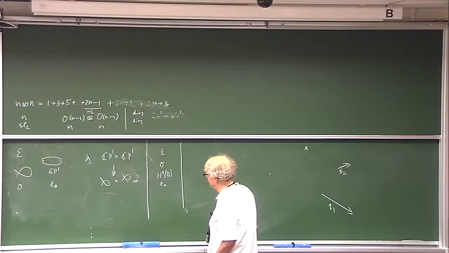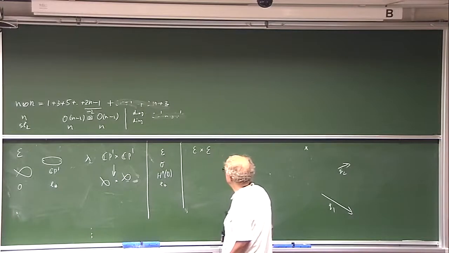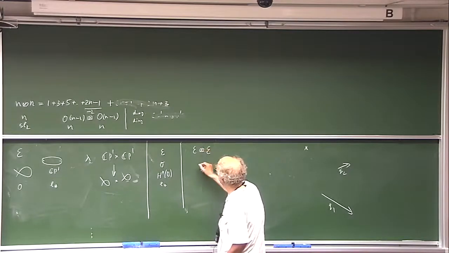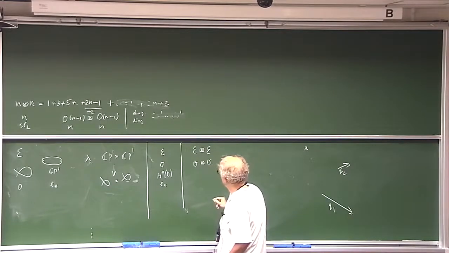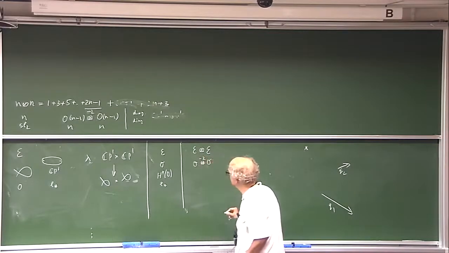Now what is going on in degree 2? The construction always works the same way. I have E times E, I have O times O, and then my sections now, I have to put -2 here, and the question is what's happening?